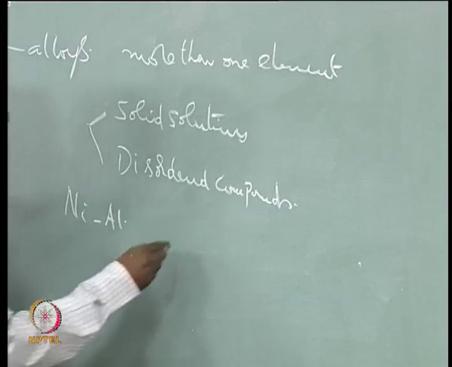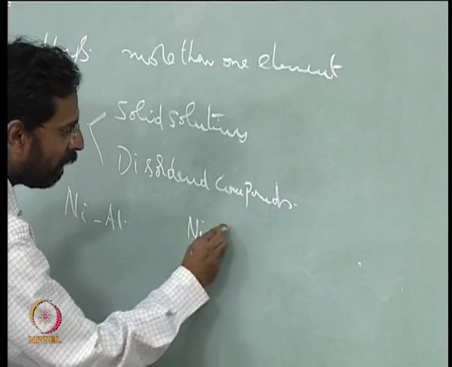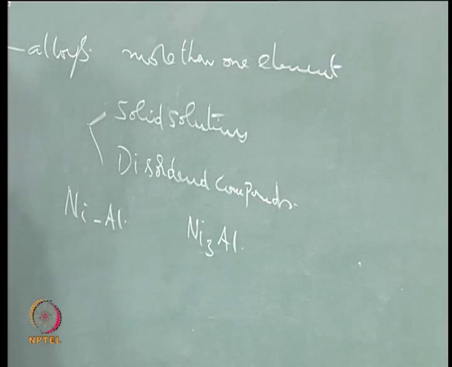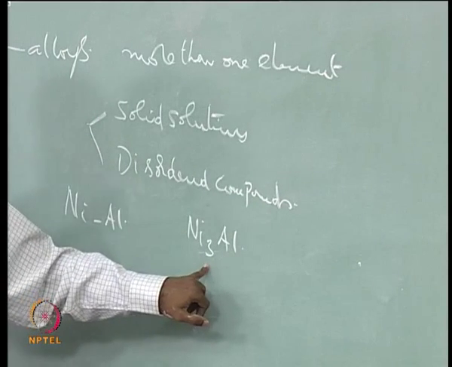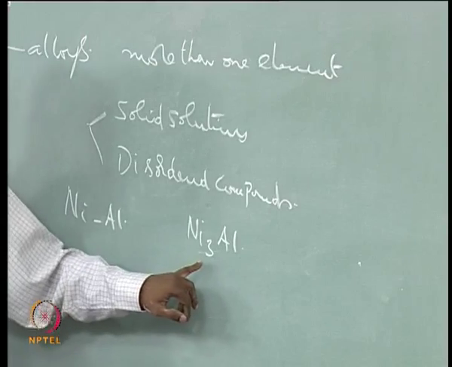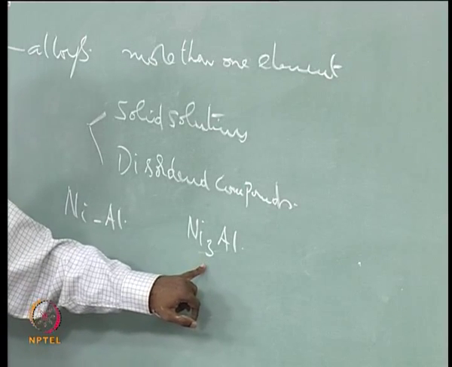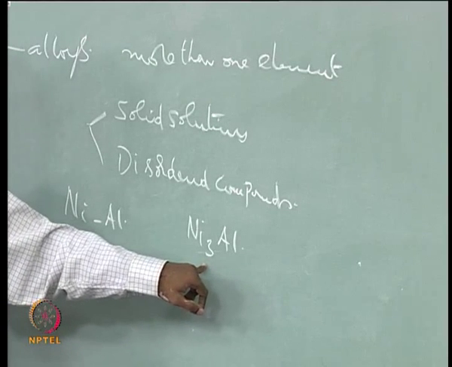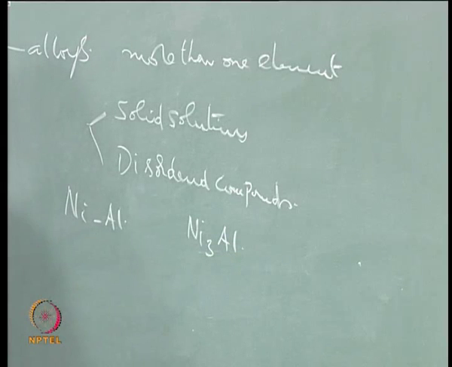when I take a compound such as Ni3Al, Ni3Al is an FCC based intermetallic compound with what we call the L12 structure. So, here you have 3 atoms of nickel occupying the face centered positions and aluminum occupies the body corners, and now this becomes, let us say, disordered.